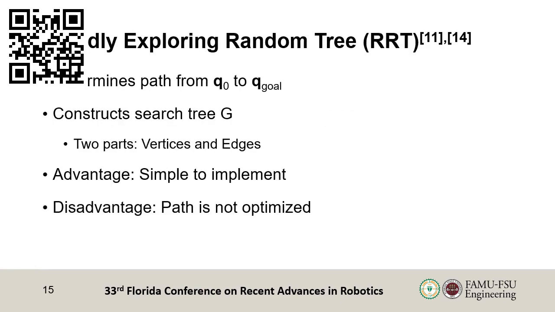The rapidly exploring random tree algorithm is a sampling-based method that determines the path from the start to goal configurations. To do so, it constructs a search tree that consists of vertices and edges. The advantage of this method is that it's simple to implement. However, the paths generated by this technique are not optimized because this algorithm terminates as soon as it finds a solution.